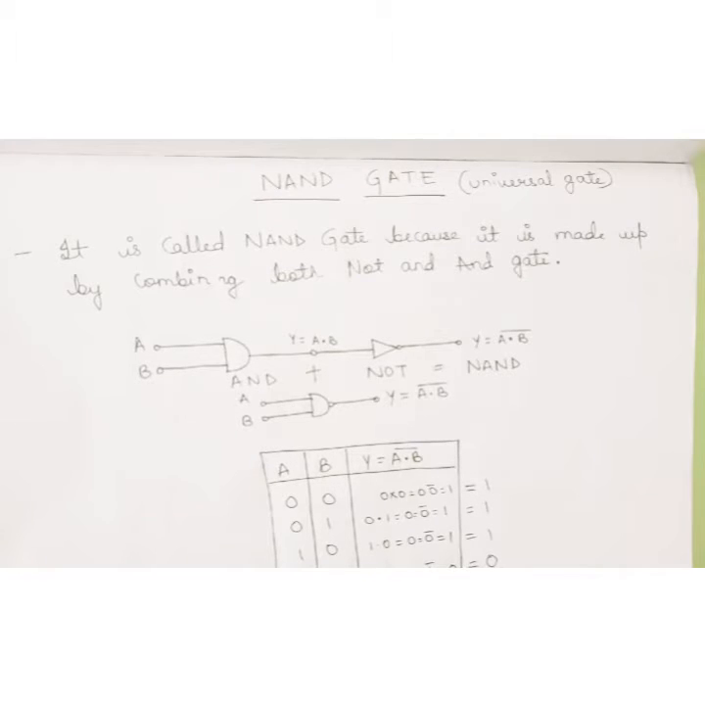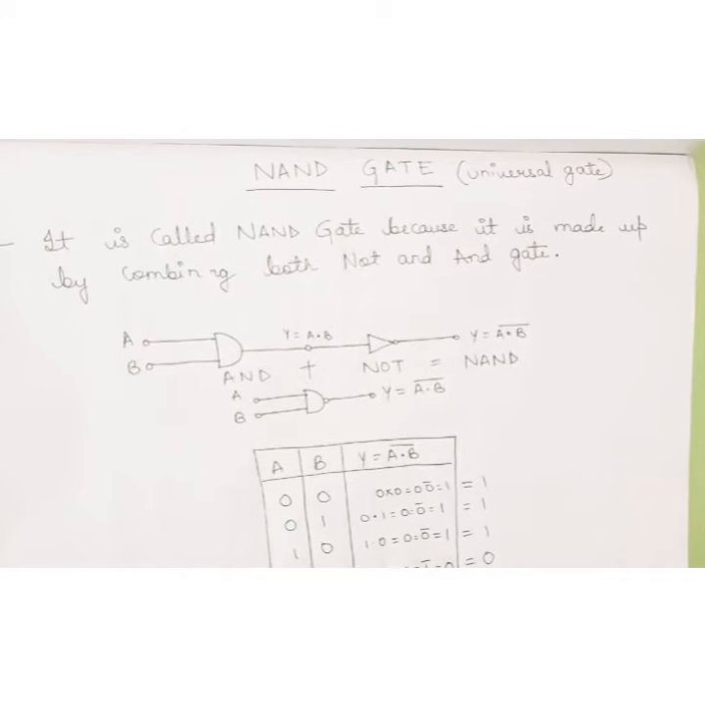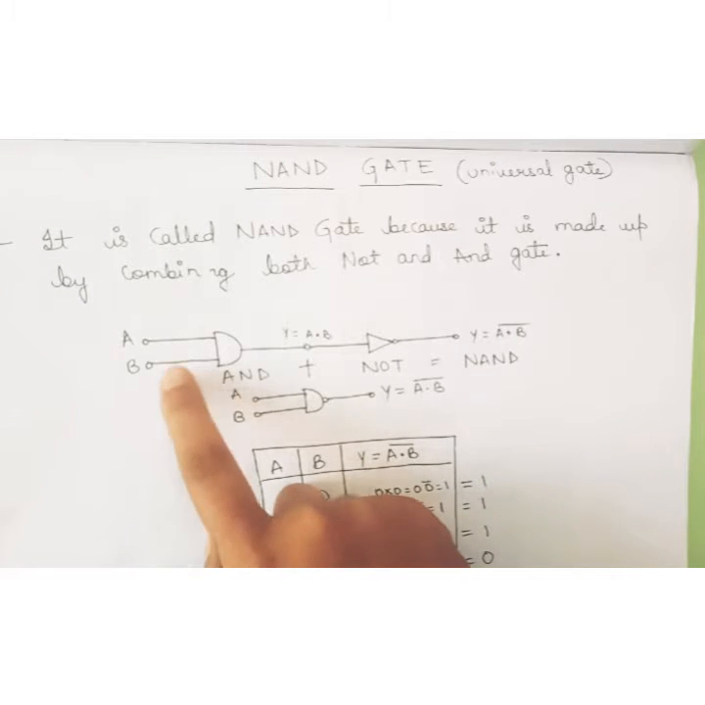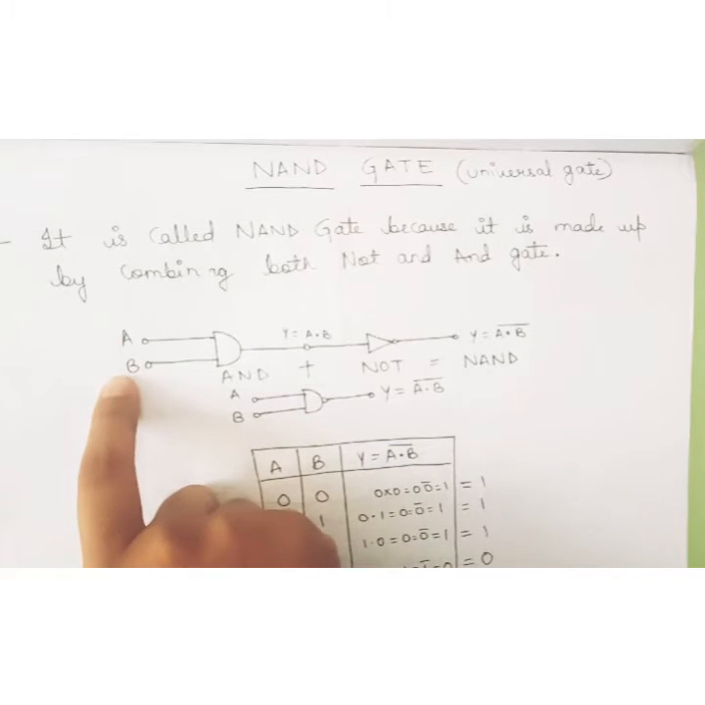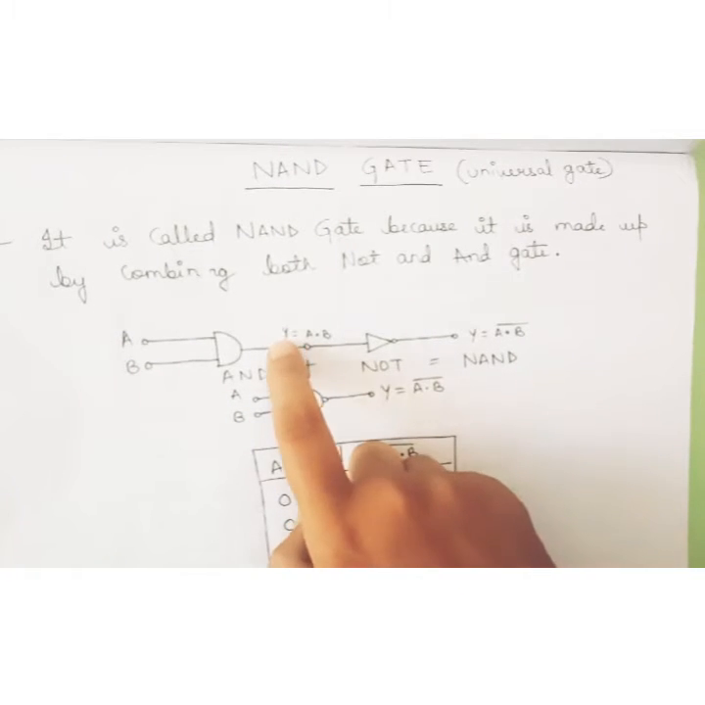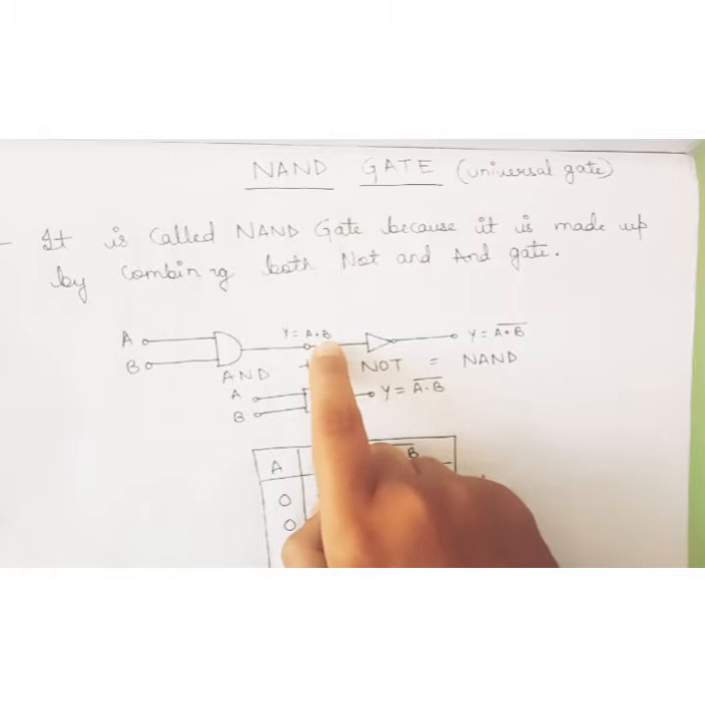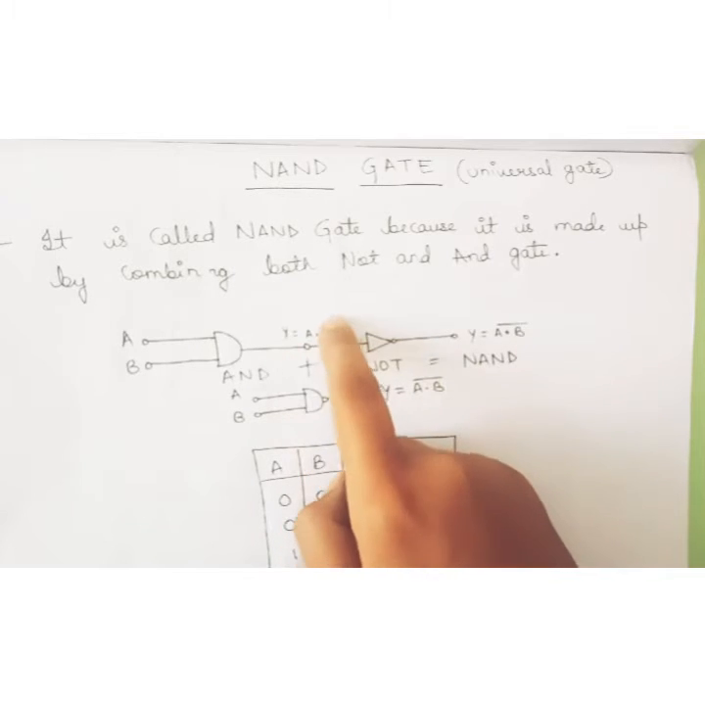So now let's know about universal gates NAND and NOR. The first universal gate is NAND gate. It is called as NAND gate because it is made up by combining both NOT and AND gate. So here you can see on the screen, this is AND gate. As we saw above, the input is A and B here, and the output Y is equal to A into B.